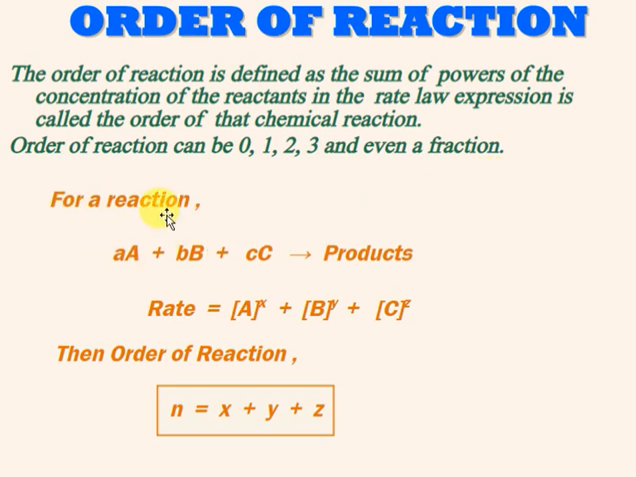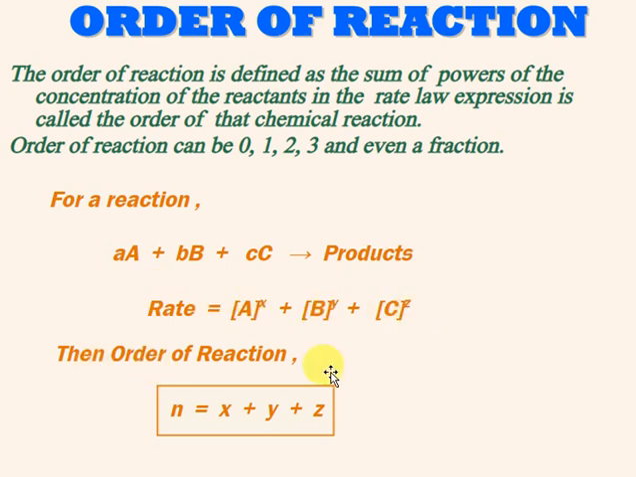One point: take a reaction in which a molecules of A react with b molecules of B and c molecules of C to give products. What is the rate expression? Rate is proportional to A to the power of x, B to the power of y, C to the power of z. And I've said it very clearly, the order may not equal the coefficient value.